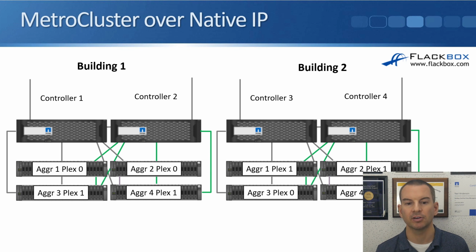Looking at MetroCluster over native IP, I don't need to give you any kind of complicated diagrams here because it's just running over your normal IP network. Whatever your normal IP connectivity is between the sites, MetroCluster is going to be running over that. You can see here in the diagram, I've just got each controller connected up to an IP network.